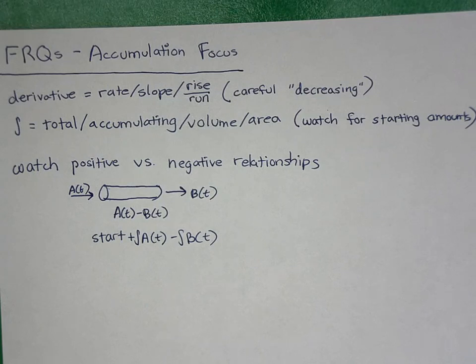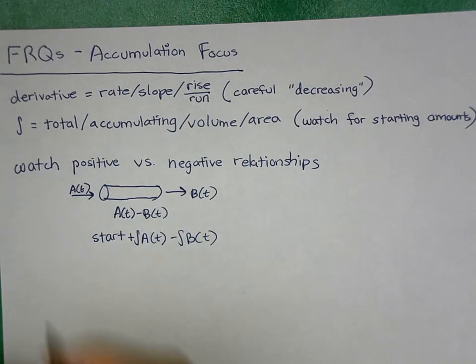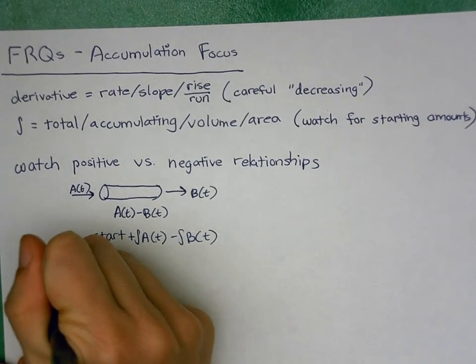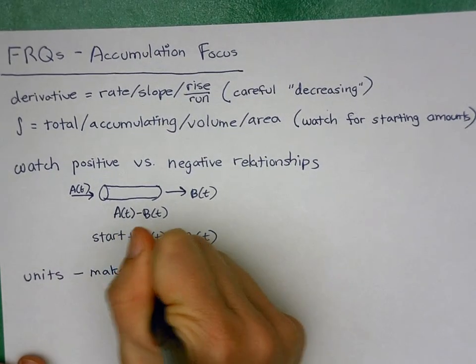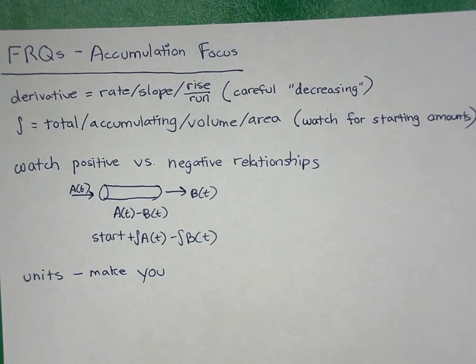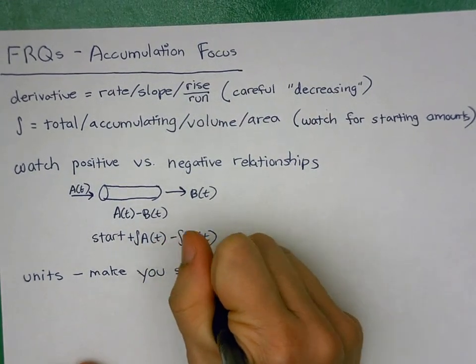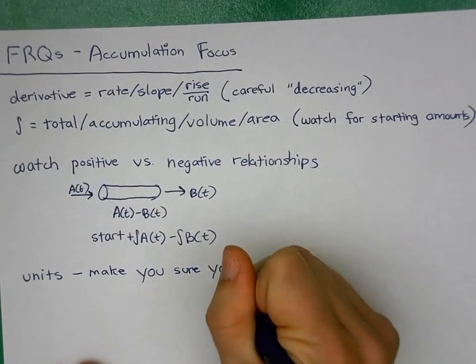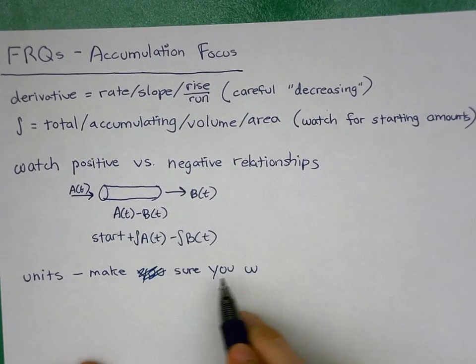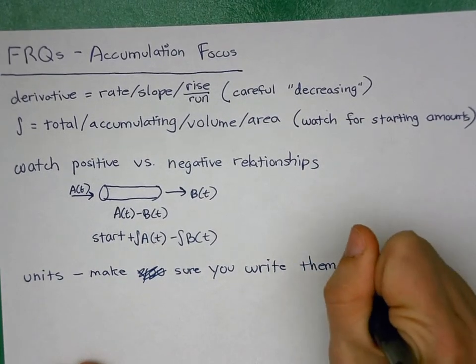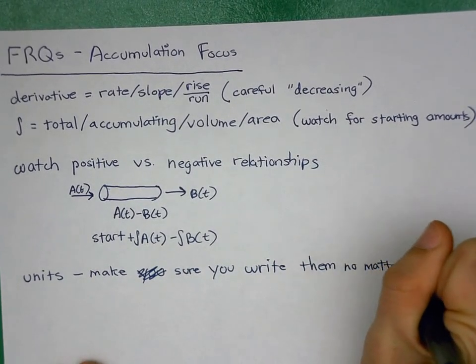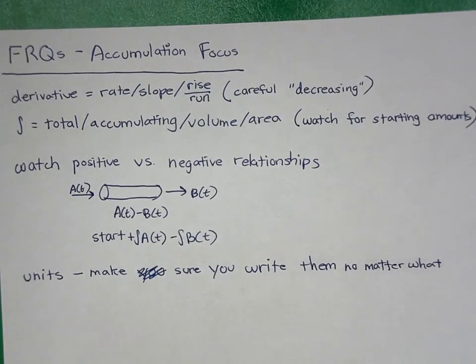And then units, we talked about on tabular data day. Make sure that you will always write them no matter what. So units, make sure you write them, because sometimes those are their own point, right? Make sure you write them no matter what. Don't give up that point, right? I mean, you don't know that it's going to be a point. We don't see the rubric ahead of time, but a lot of times it's a point, so make sure you're careful with units.